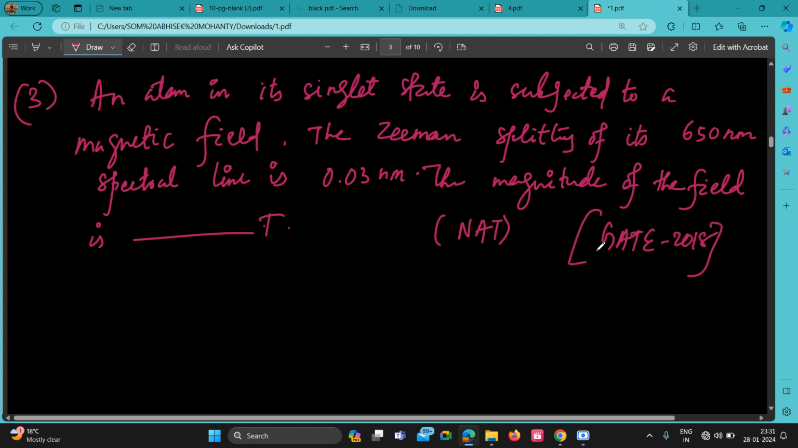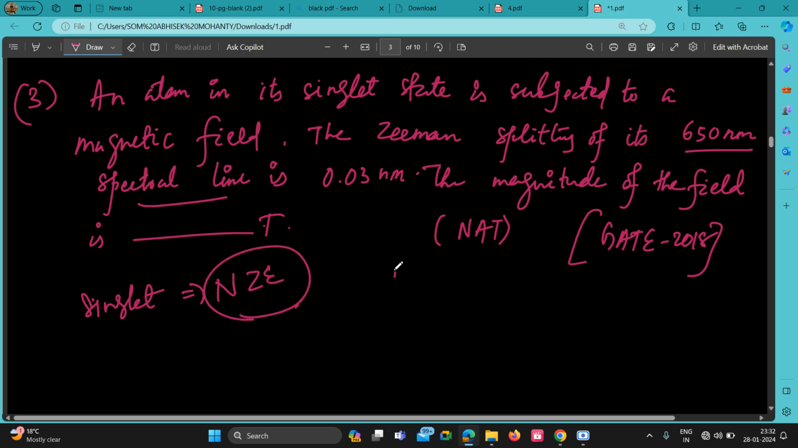An atom in its singlet state is subjected to a magnetic field. Zeeman splitting of its 650 nanometer spectral line is 0.03. If you remember what singlet splitting is, for singlet it is the normal Zeeman effect, isn't it? Normal Zeeman effect for singlet splitting, like del S is equal to 0 here. So normal Zeeman effect, but that doesn't help us that much.